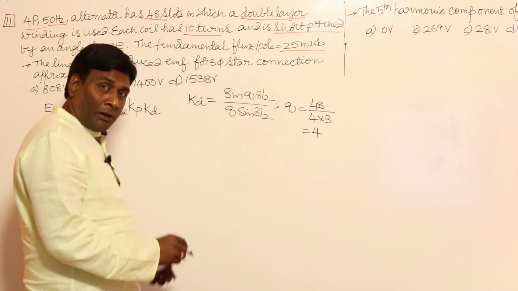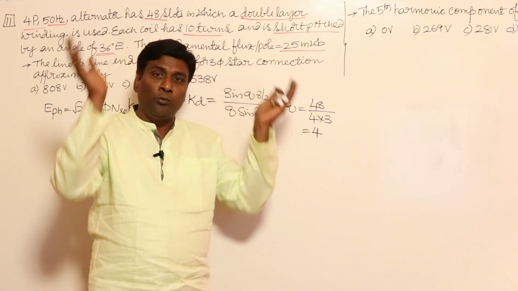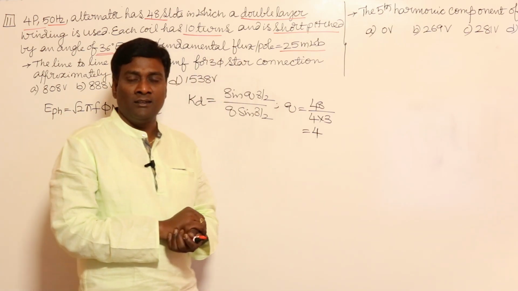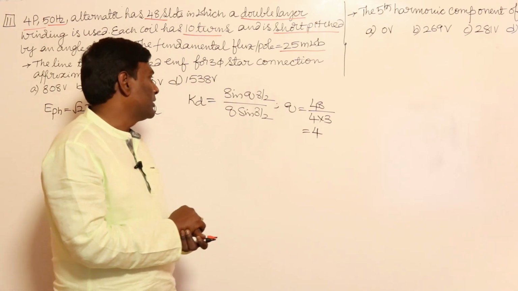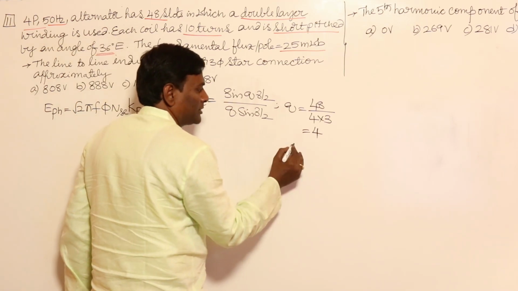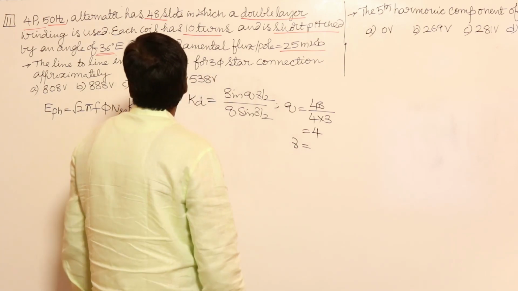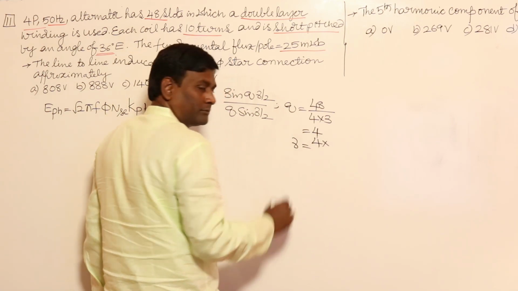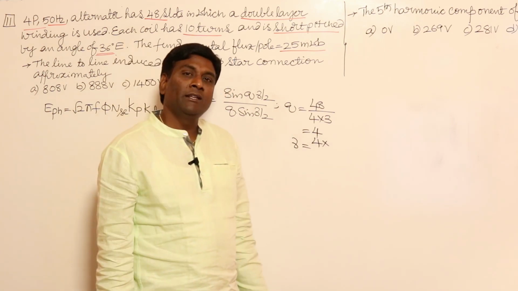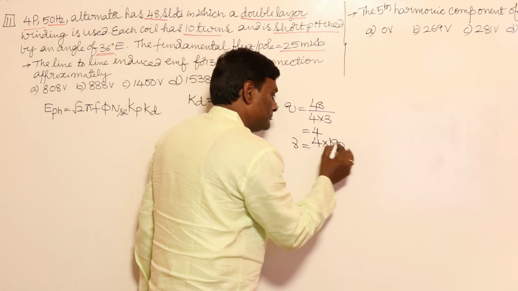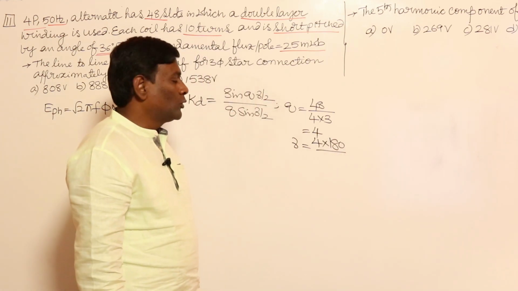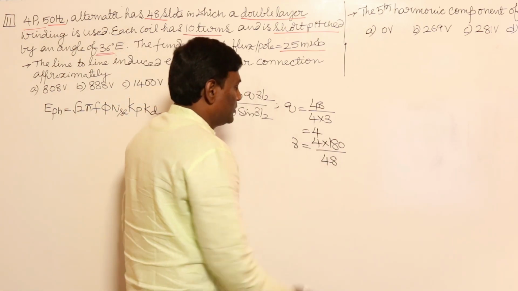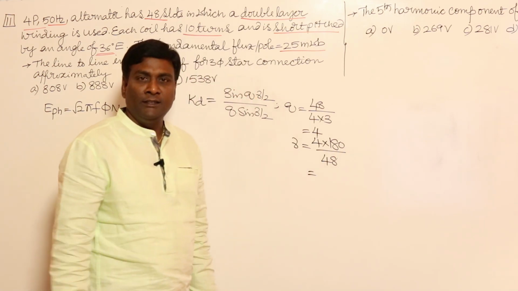What does it mean? Per pole, 180 degrees electrical per pole, per phase, 4 slots are there for each and every individual phase winding. So we have to calculate this distribution factor. What is gamma here? Gamma is going to be the slot angle. How many poles are there? 4 poles are there. Per pole, how much will be the electrical angle? 180 degrees, divided by the total number of slots. How many total number of slots are there? 48. So the slot angle is going to be 15 degrees.